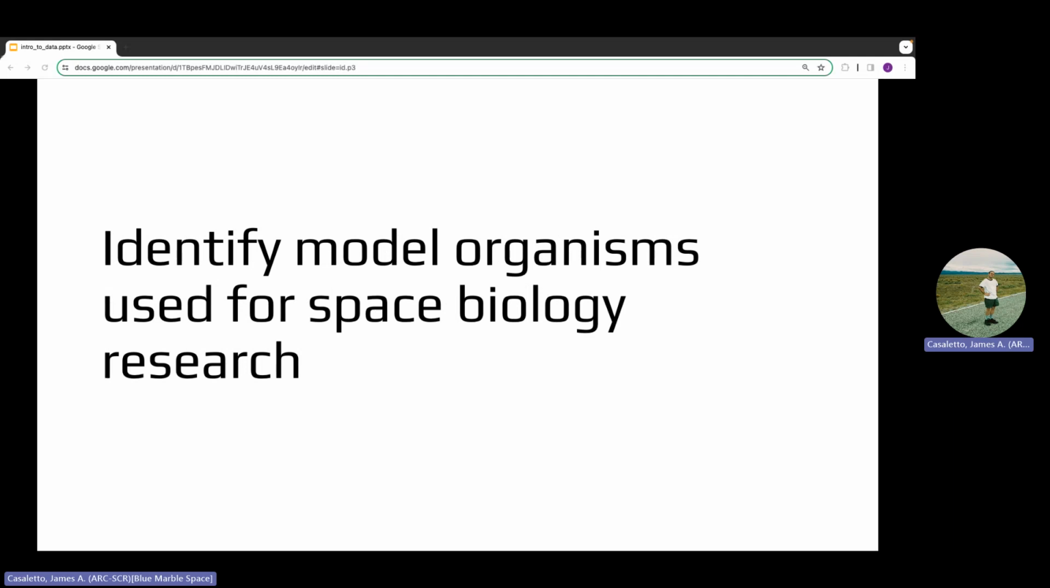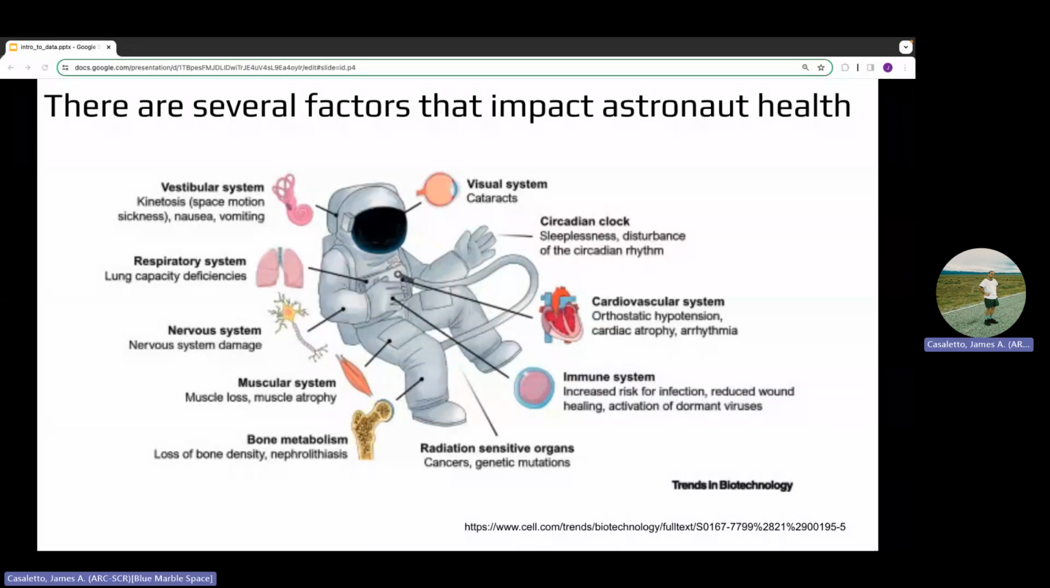In this first section, we will identify model organisms which are used for space biology research. As we've already discussed, there are several ways in which astronaut health is negatively impacted by spaceflight. For example, here on Earth, it's gravity which tells us up from down. But in space, in the absence of gravity, there is no up and down, and the body and the brain get disoriented.